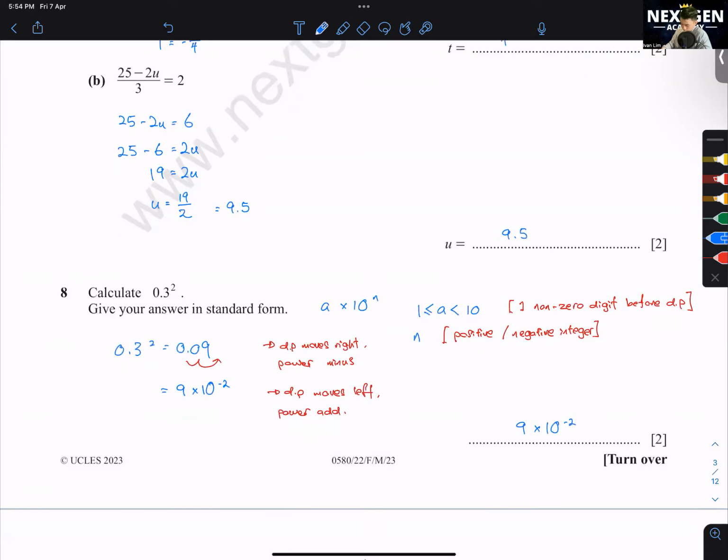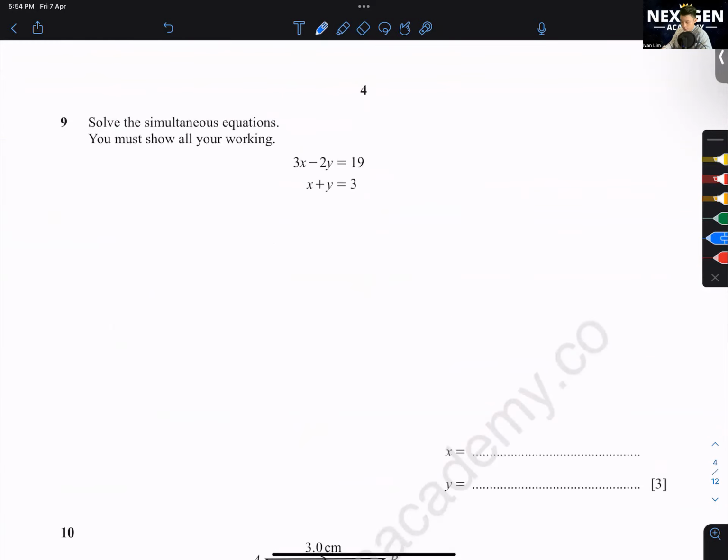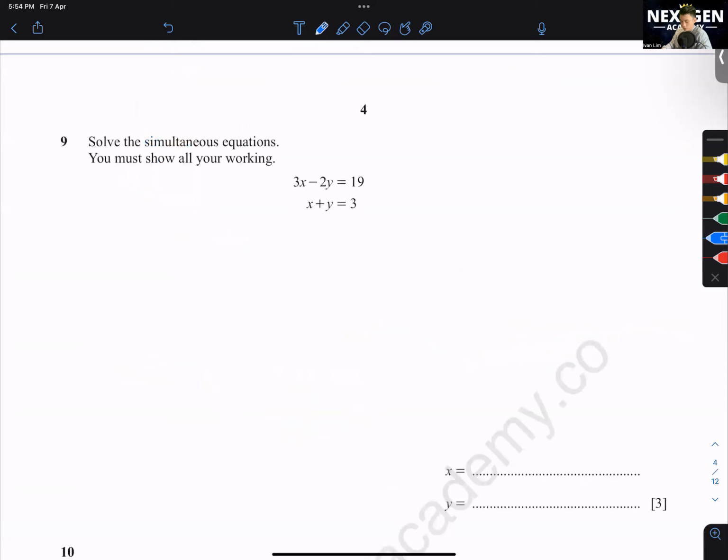Okay, next one. Question 9. Solve the simultaneous equation. Must show all your working. This one also, use your calculator, check first. Everyone take out your calculator. Who still doesn't know how to type in the calculator? Go and check for the answer first. This one, they already arranged for you, nice like this.